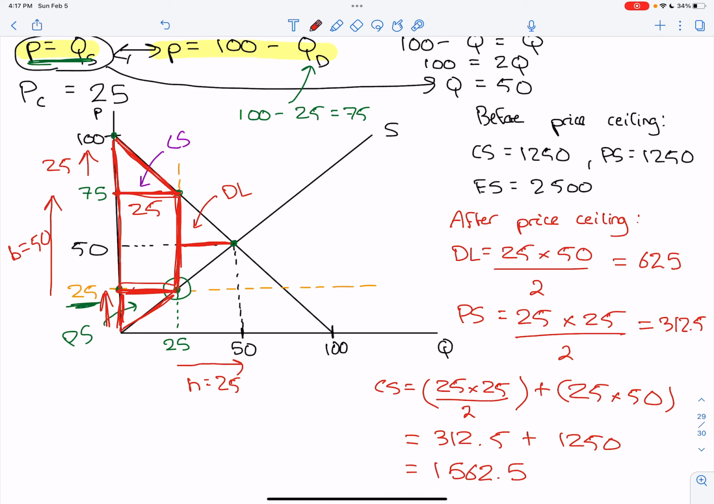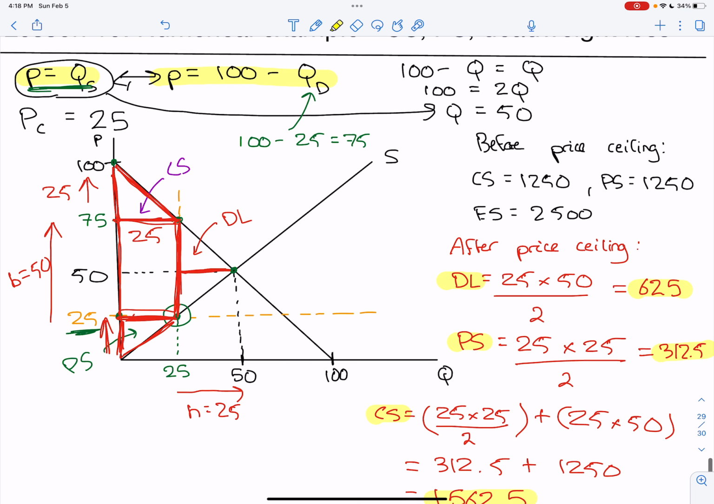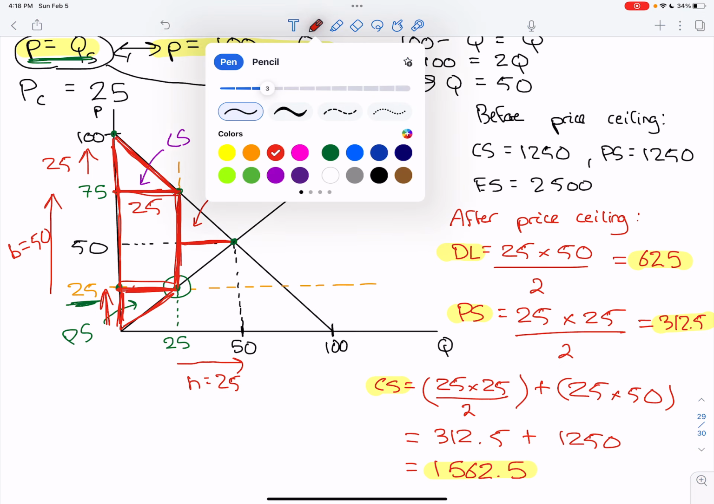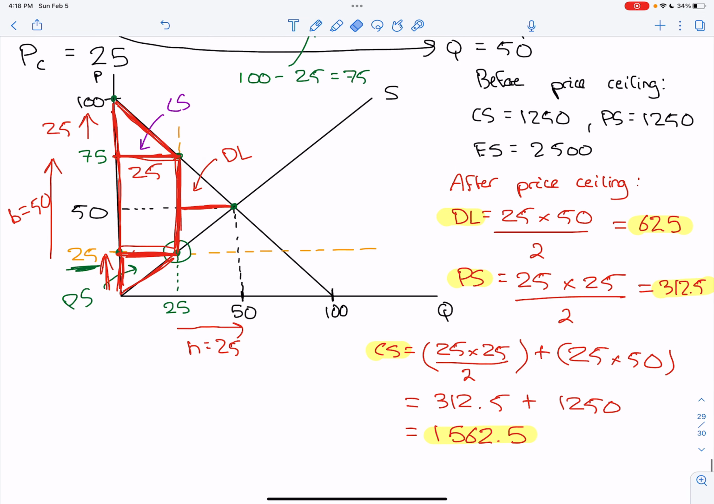Okay, so we have now our deadweight loss, which is 625. Our new producer surplus, which is 312.5, and our new consumer surplus, which is 1,562.5. Now, the first thing we could do to check our answers is to just make sure that all of these add up to 2,500, right? Because if you add all of these up, you just get the area that we calculated in the first part of the question, right? So let's check that.